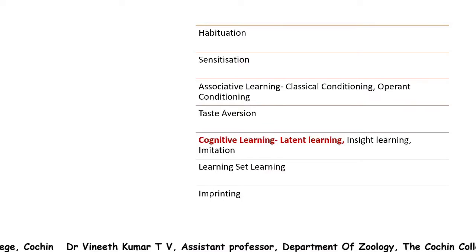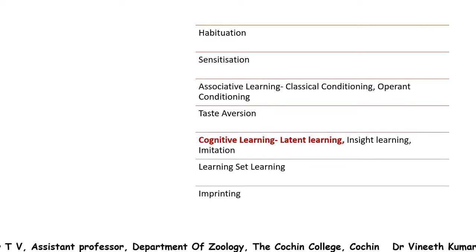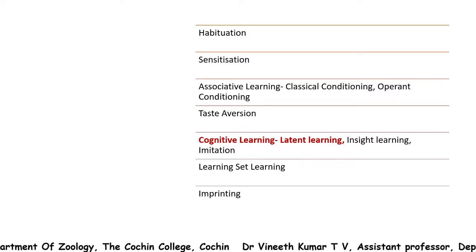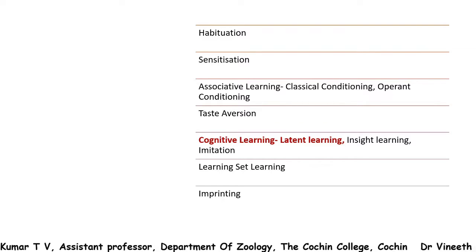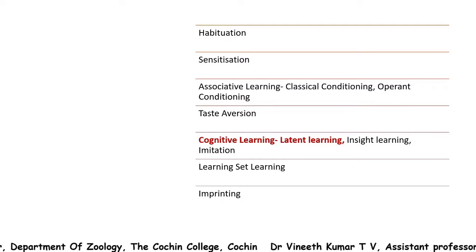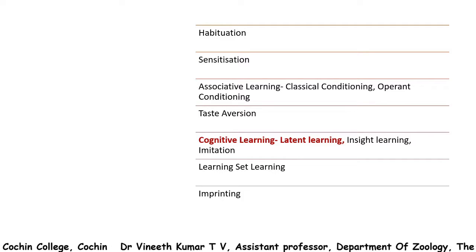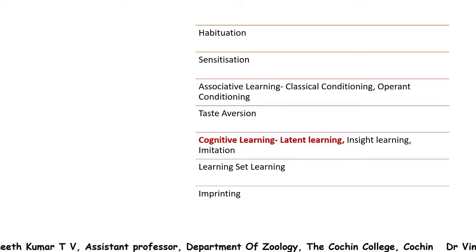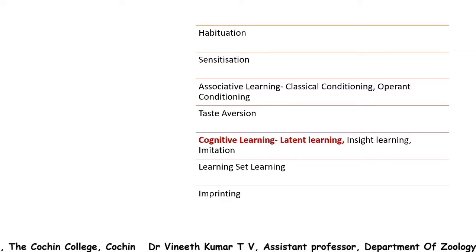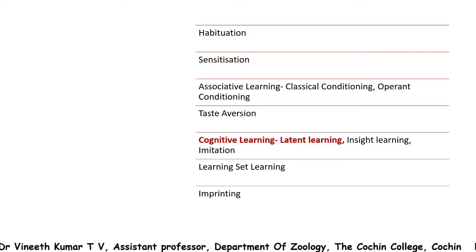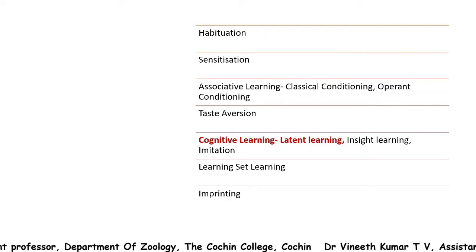Hello, everyone. Welcome back to our discussion on the different types of learning. In this session, we are going to discuss cognitive learning and the three main types of cognitive learning: latent learning, insight learning, and imitation. So, first, we'll discuss latent learning.